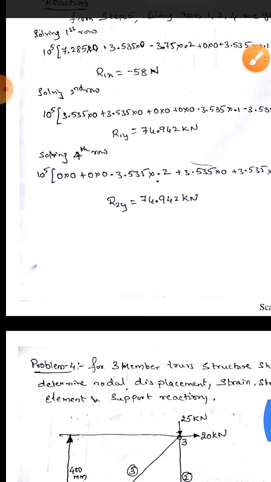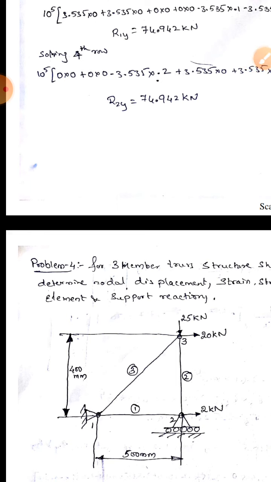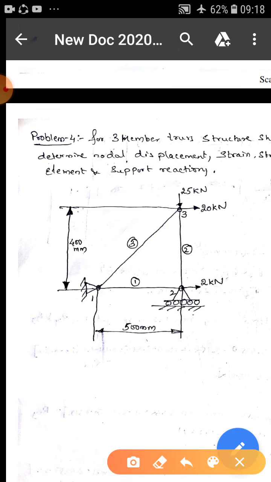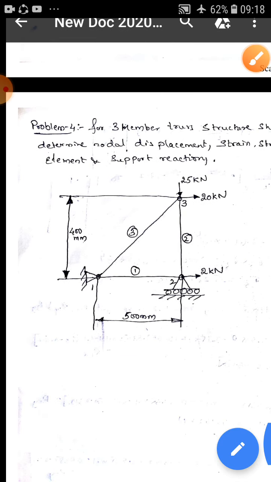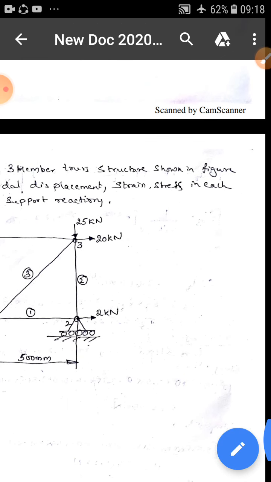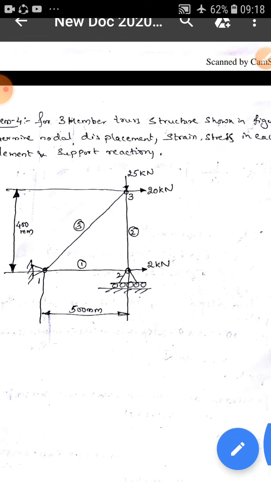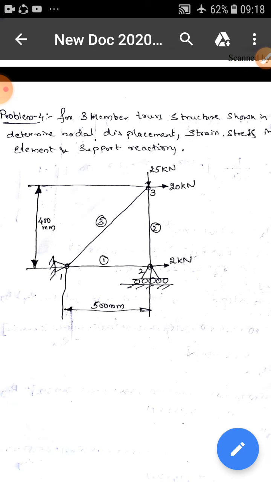Coming to the next problem, problem number 3. I have solved it, and I'll give you the notes. I want you all to solve problem number 4. Problem number 4 is also the same. Again there are 3 elements only, 3 members only. The only difference is the length of the elements goes on changing. I think area is not written. I'll write the areas and send you for this.